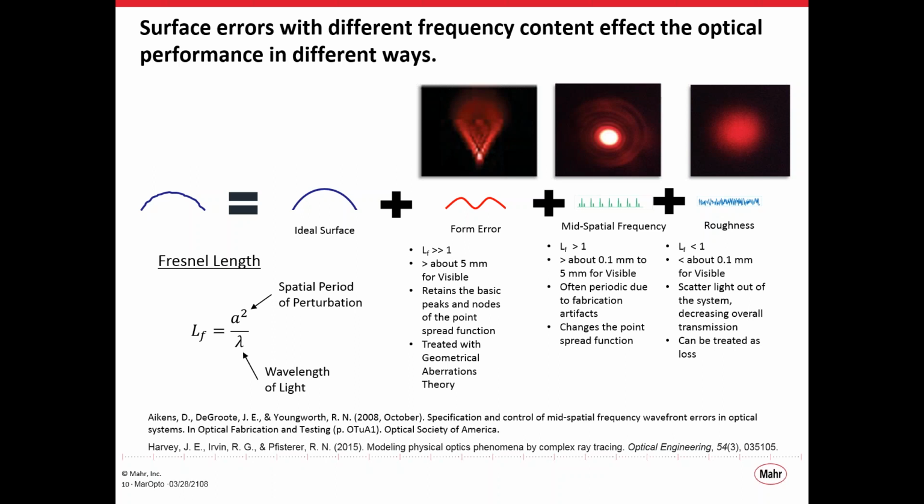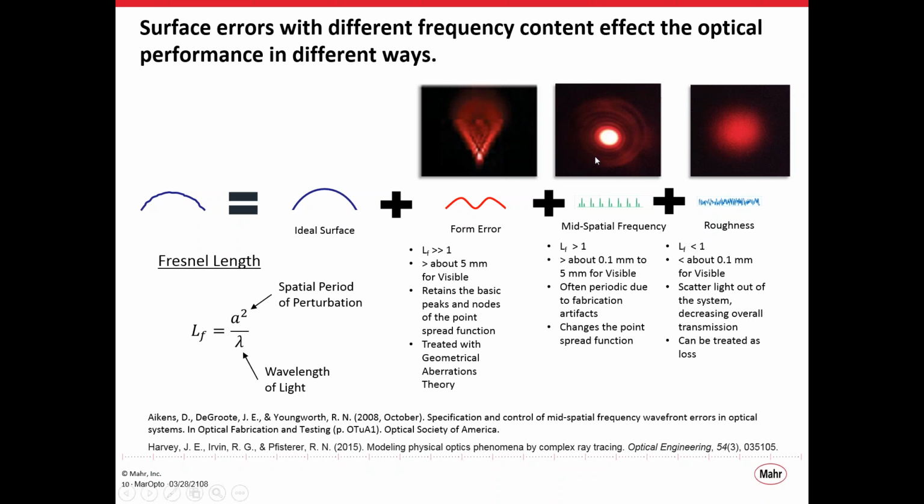On the other end of the spectrum, there are high spatial frequency errors. These errors are still on the order of several wavelengths, the periods, but they might be on a few hundred microns for the visible. The light is really scattered into more or less a uniform pattern, sometimes a Gaussian pattern across the pupil. And we call these errors roughness. These errors usually result in an overall loss in the system or a reduction in the contrast for the system.